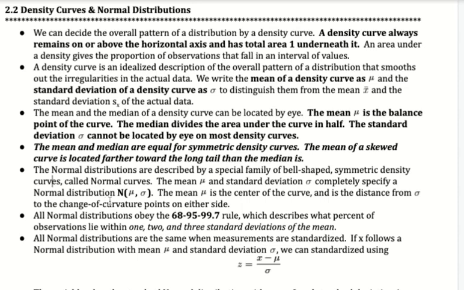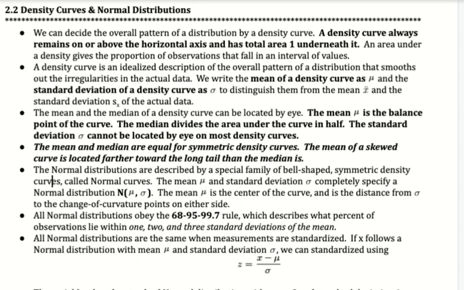Something else you'll see written is a capital N, which lets you know that it's a normal distribution. The first number is the mean of the density curve, and then sigma is the standard deviation of the density curve.